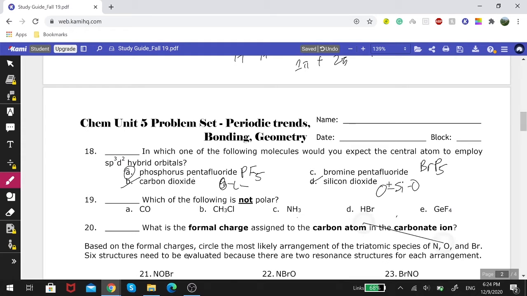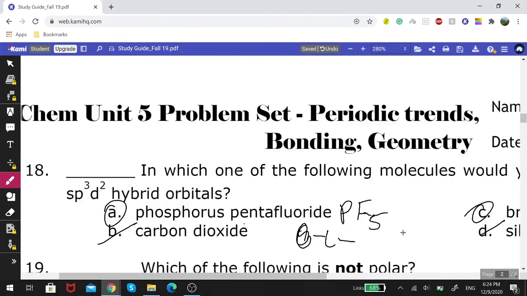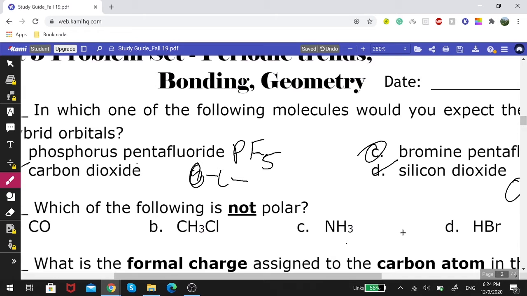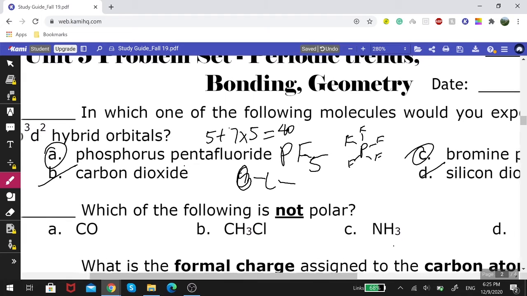So now we have to debate between A and C, and we're going to see which one of these has lone pairs on the central element. So let's zoom in. Alright, P has 5 plus 7 times 5, which is 40. So let's draw P and 1, 2, 3, 4, 5 F's. If all 5 of these F's are filled, they will have a total of 40. So this one has no lone pairs. Now our only answer available is D.